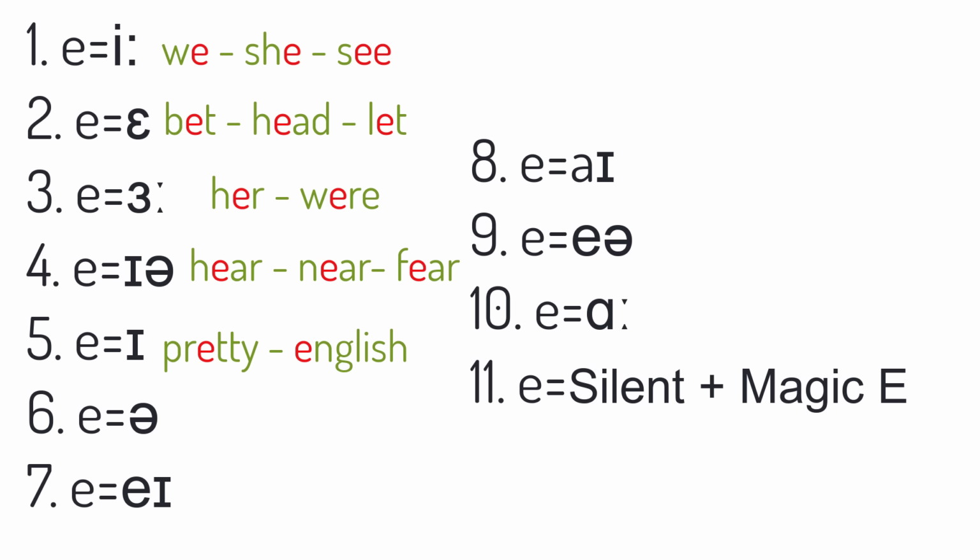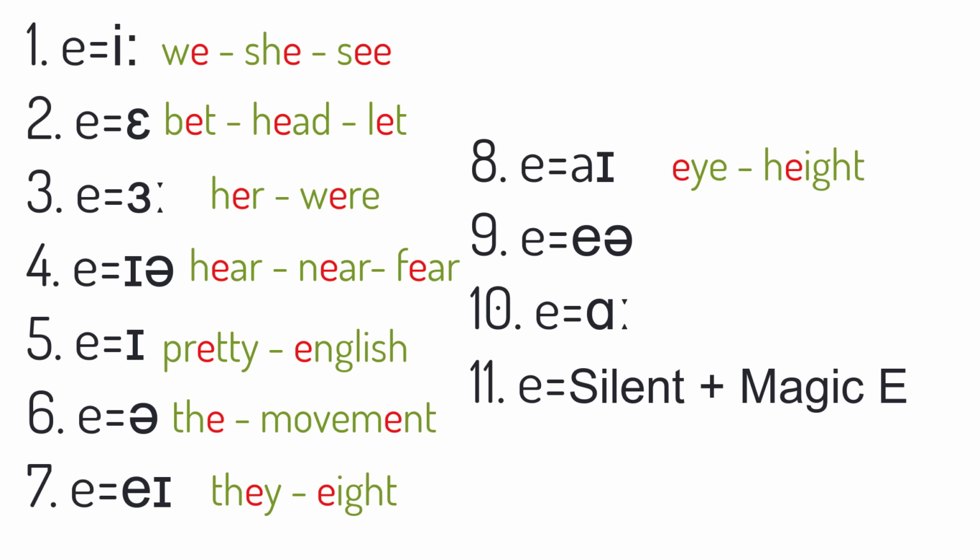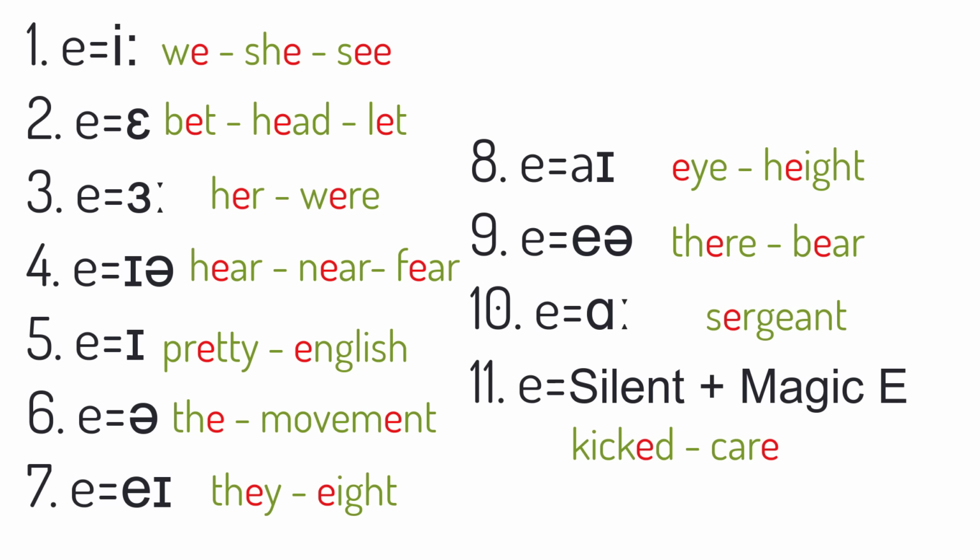Number 6 is the schwa sound, the in the word the and movement. Number 7 is the A sound in they and ate. And number 8 is the I in eye and height. Number 9, the air in there and bear. Number 10, the R in sergeant. And number 11, the silent E in kicked, or also the magic E in care and movement.